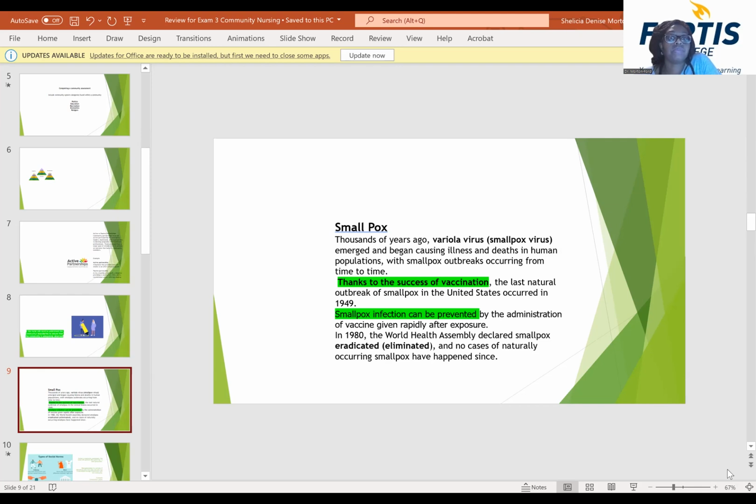Well, a vaccination, because thanks to the success of the vaccination, the last natural outbreak of smallpox in the United States was in 1949. So really, smallpox is considered to be eradicated. So if there was a bioterrorism act that involves smallpox, we would think that someone who has been exposed would soon be able to receive vaccinations. And they do have these vaccinations in stockpiles.